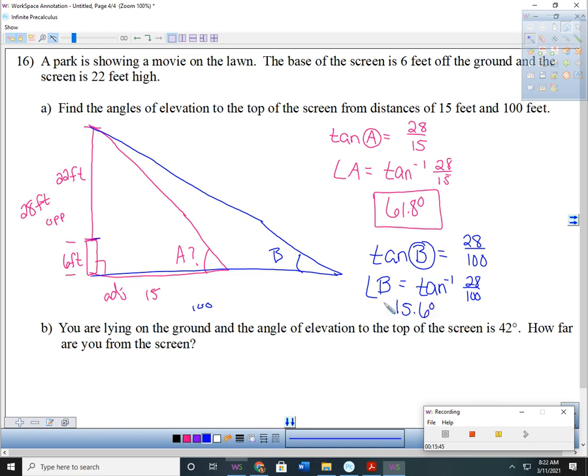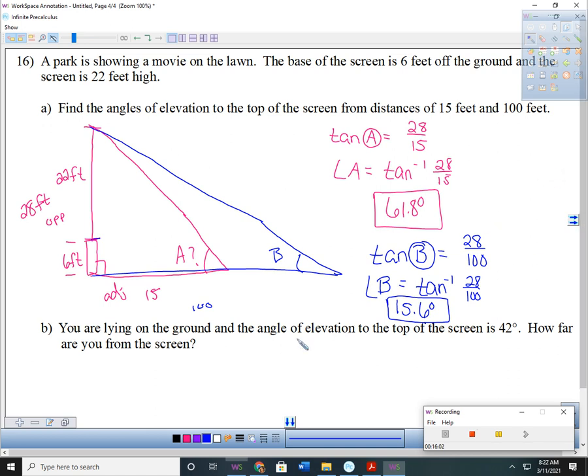And always ask yourself, does that make sense? And that's true. If you're farther away, you wouldn't have as much to look up. If we're sitting right next, it's like when you sit too close in the movie theater and your head is tilted all the way back.